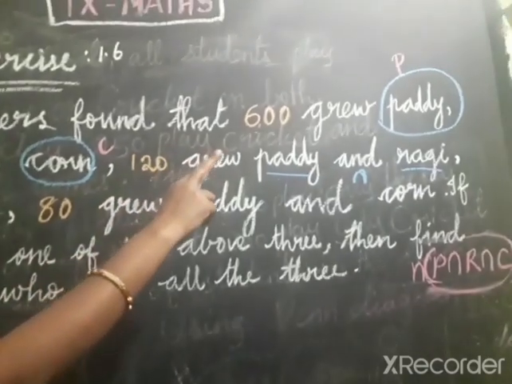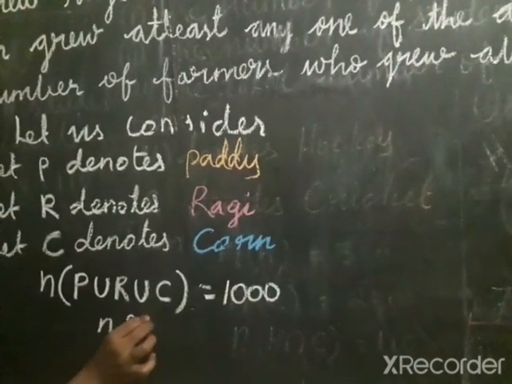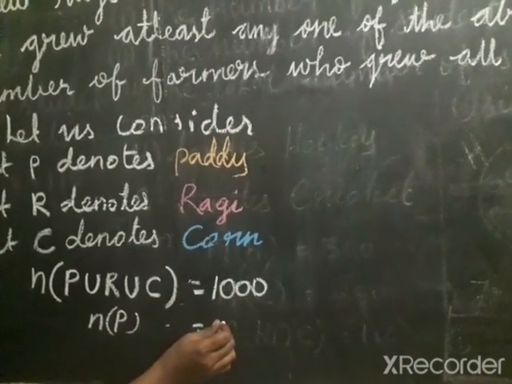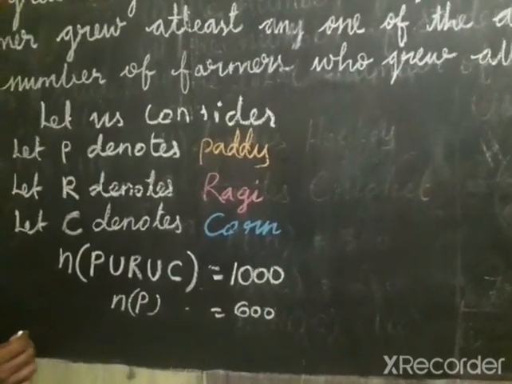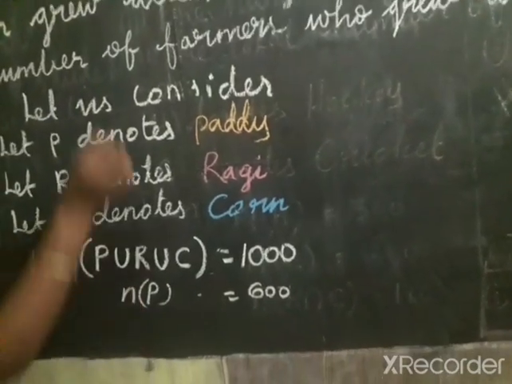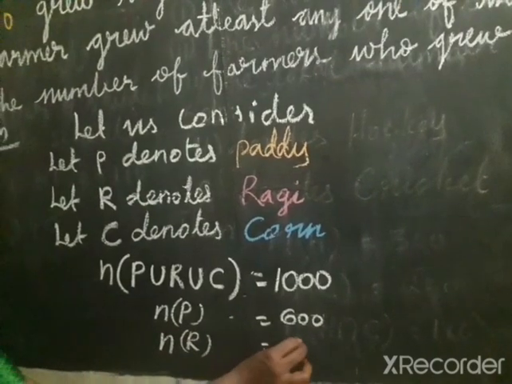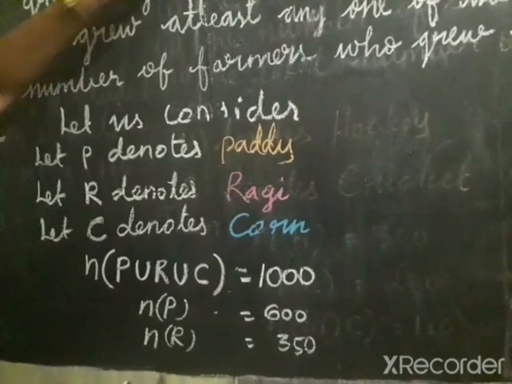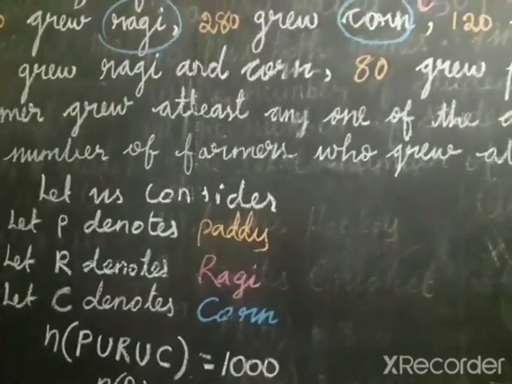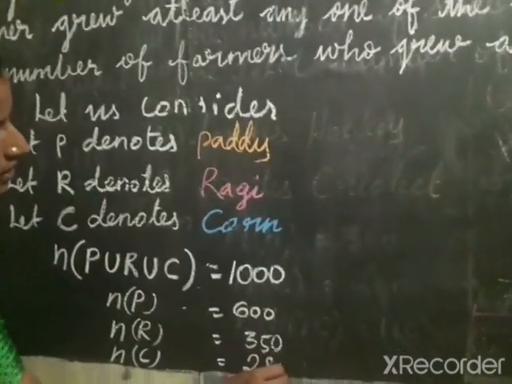Okay, next. What else is given? 600 farmers grew paddy, so we consider paddy as P. n of P is equal to 600 farmers. And next, 350, that is ragi, so n of R is 350. And then next, corn. n of C is 280.